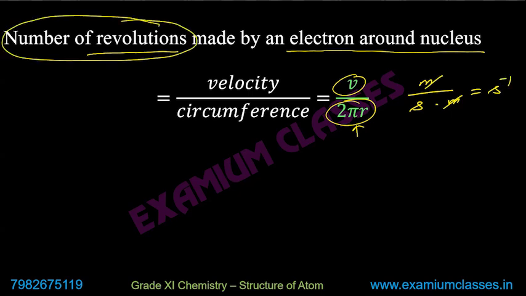It is actually the frequency, not the frequency of the radiation. Remember, it is frequency in terms of how many cycles, how many revolutions, cycle of the revolution, per second. So this formula is used directly in objective type, multiple choice type questions in both JEE and NEET.